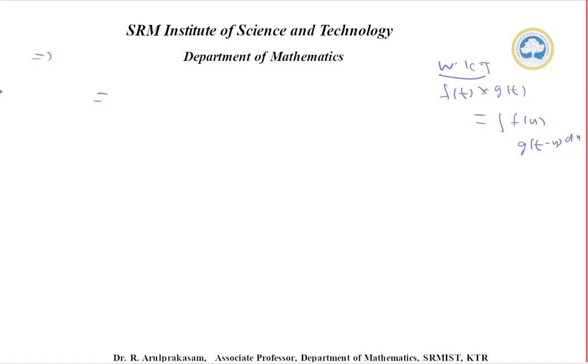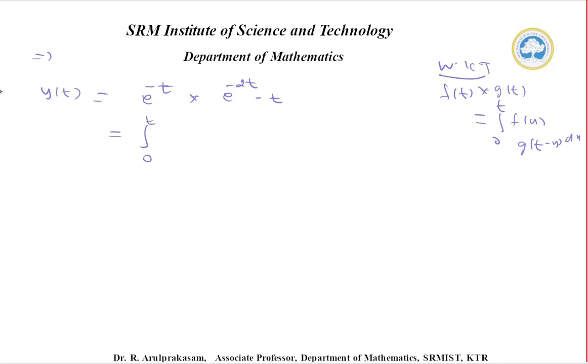So my function is y of t, which is nothing but e to the power minus t convolution of e to the power minus 2t into t. Now I can apply the convolution of two functions. So it's nothing but the integral from 0 to t.